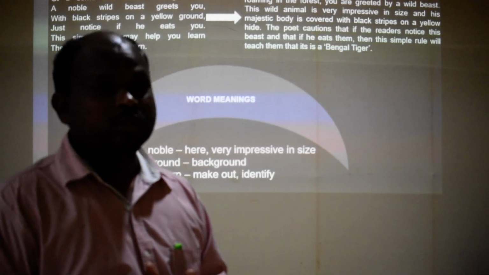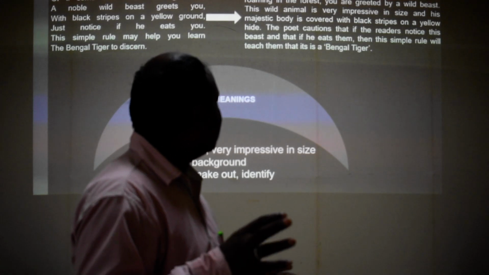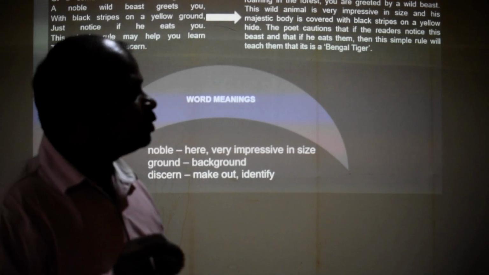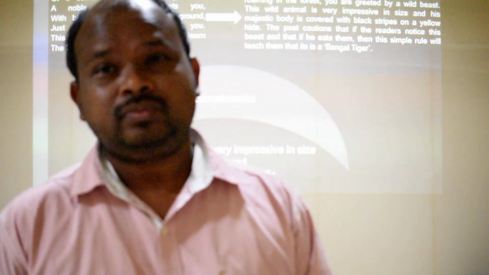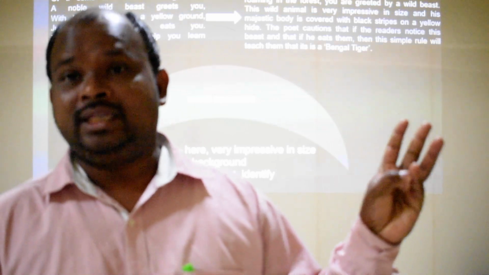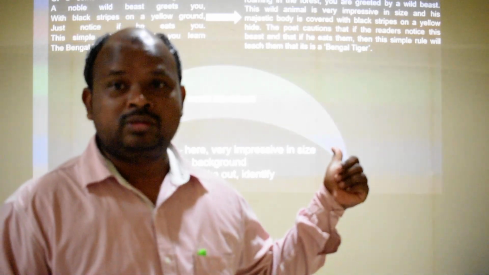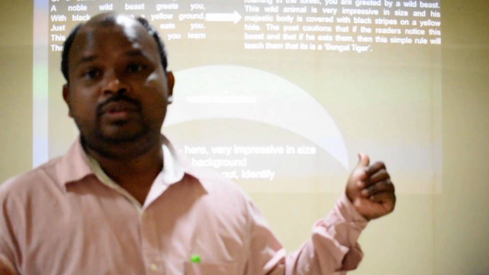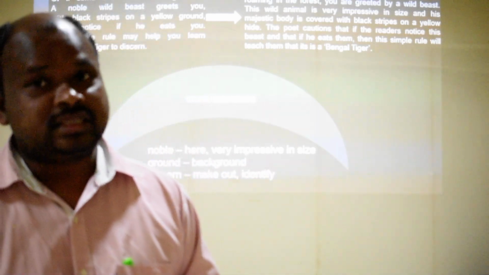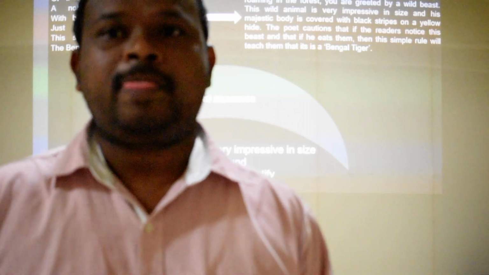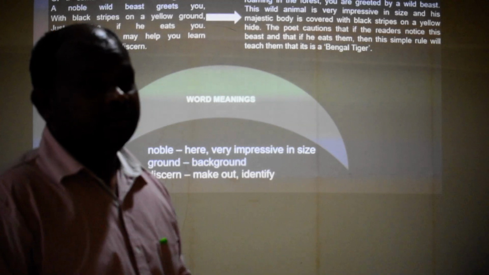The poet also cautions the readers how he notices this beast, and that it eats them, and then the simple rule will teach you that it is a Bengal tiger. So first we have seen the Asian lion, how you need to identify them, and the second we also talked about the Bengal tiger, how dangerous they are. They are covered with a yellow coat and with the stripes on the body. And the third stanza we go and see what we talk about.